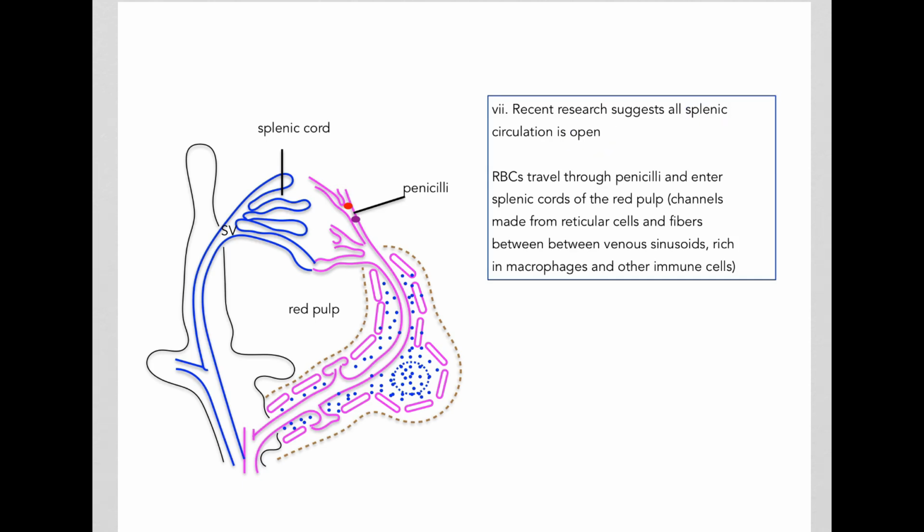In this open circulation, the red blood cells travel through the penicilli and will enter these channels here. These channels right here are called the splenic cords. These channels that you see between the venous sinusoids, what we call splenic cords, are made from reticular cells as well as fibers, and they are very rich in macrophages as well as other immune cells.